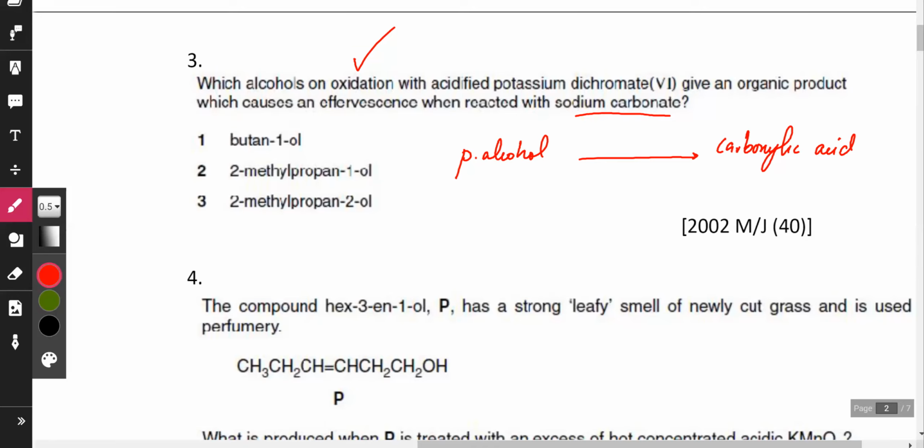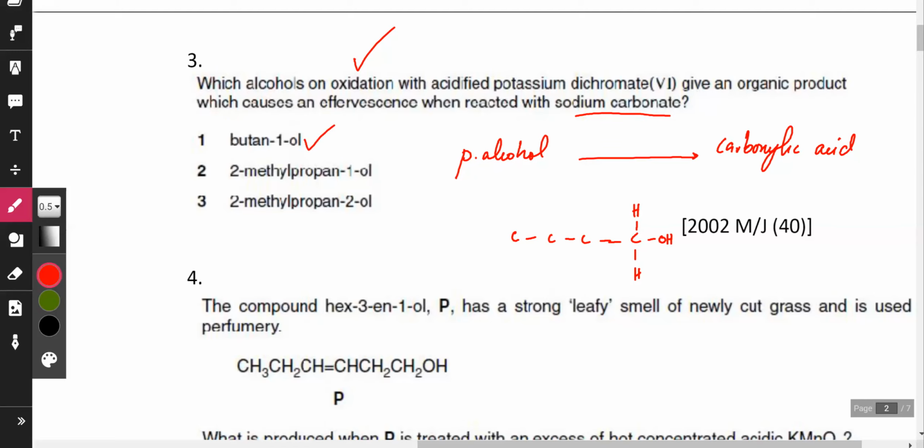One. So one is a primary alcohol because it's butan-1-ol. That means the OH is over here. So this carbon atom over here is bonded to two hydrogens, and on one side there's a carbon chain, right? So one is definitely a primary alcohol.